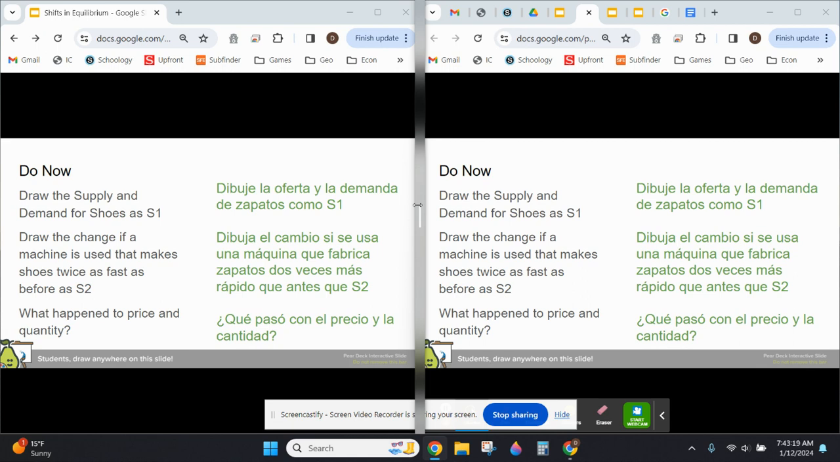The result is a higher quantity, right? You're making twice as many shoes. It definitely should have an increase in quantity, but it should be at a cheaper price. Your price should have gone down.